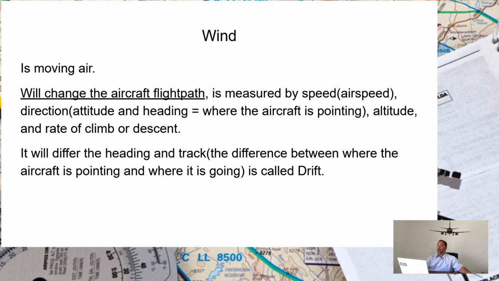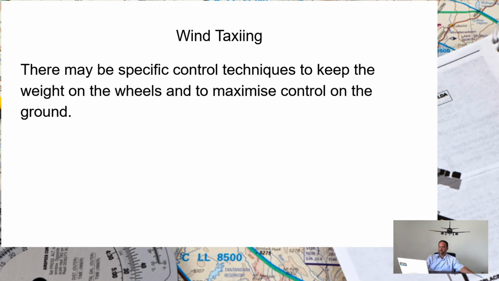Flight path is measured by speed, airspeed, direction, attitude, and heading, where the aircraft is pointing, altitude, and rate of climb or descent. It will differ the heading and track. The difference between where the aircraft is pointing and where it is going is called drift. We talked about that in navigation as well.